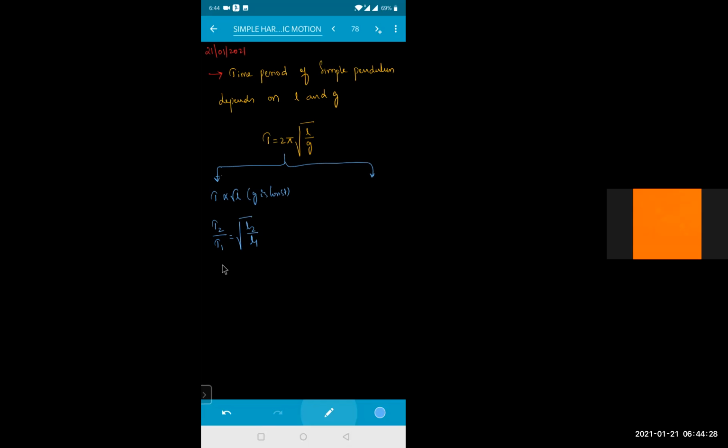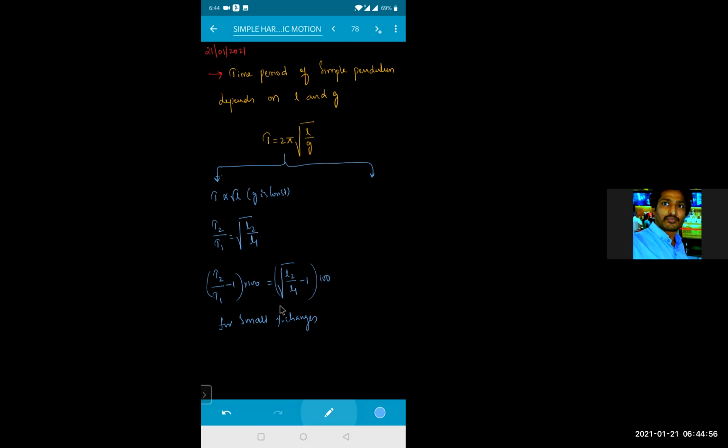Yes, sir. In terms of time period in percentage, how do you write beta? So it is T2 divided by T1 minus 1, into 100. That will be equal to under root of L2 divided by L1 minus 1, into 100, in terms of percentage.